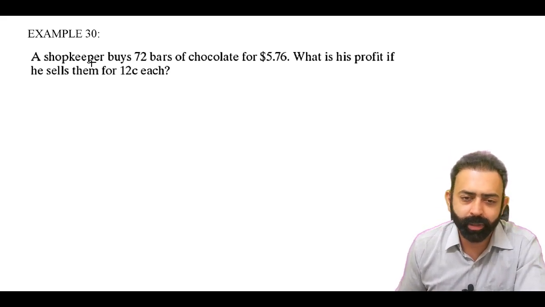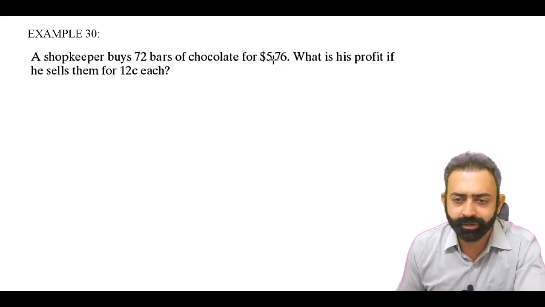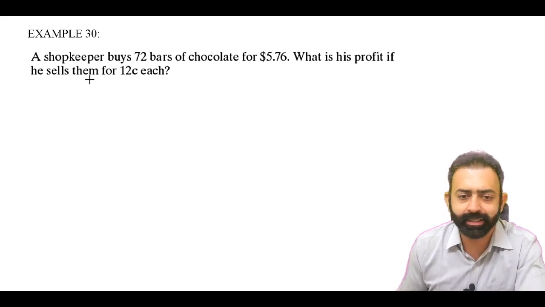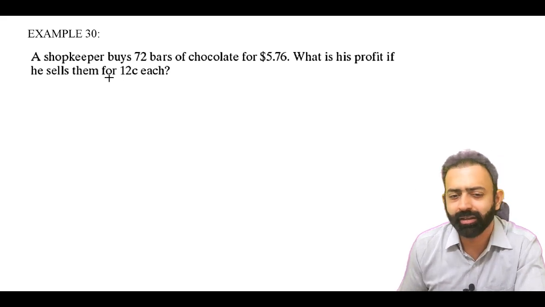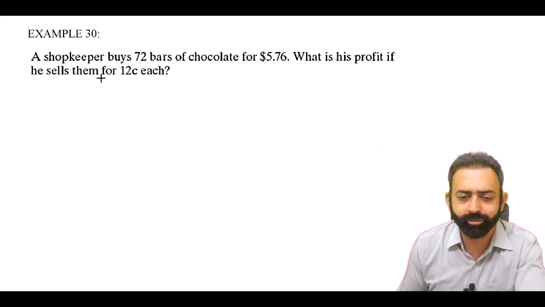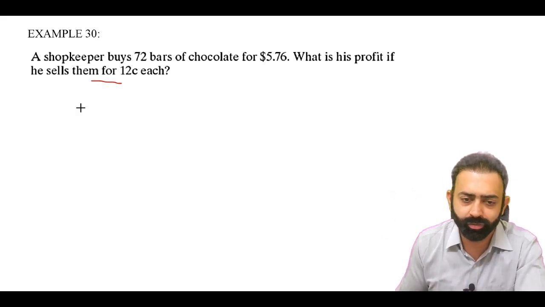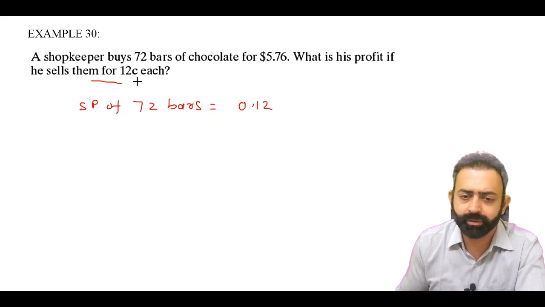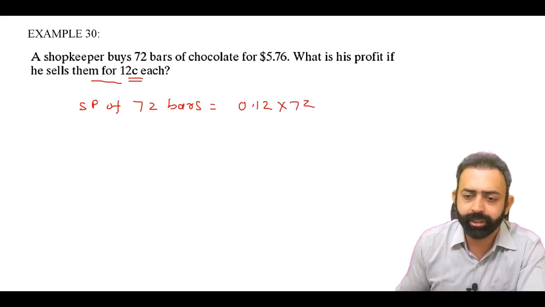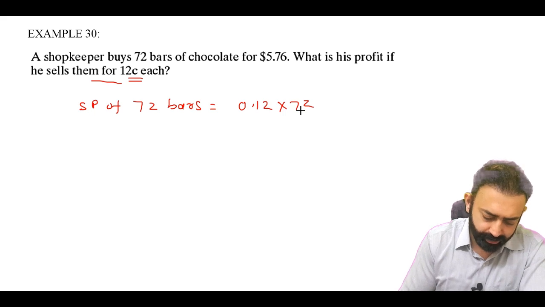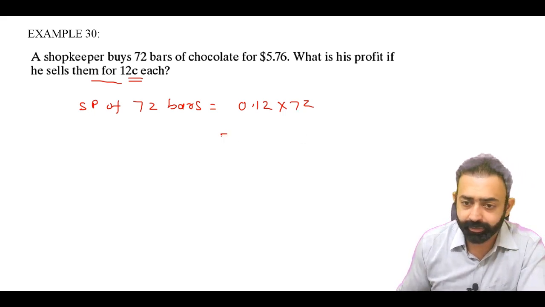So a shopkeeper buys 72 bars of chocolate for $5.76. What is his profit if he sells them for 12 cents each? It is again the same type of question as we did earlier. We have been given the selling price of each bar, so we will find the selling price of 72 bars. This is 0.12, because it is given in cents, so the number of dollars is 0.12 multiplied by 72, which is $8.64.